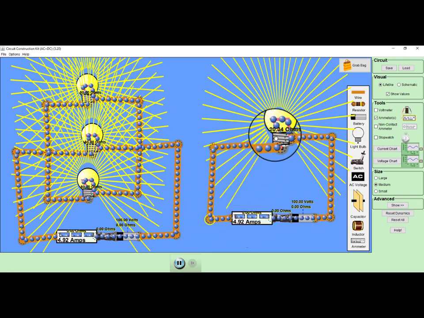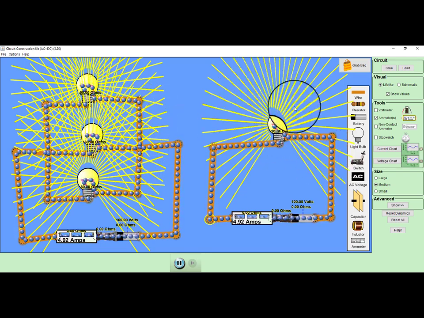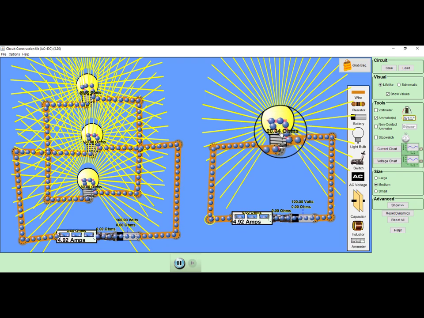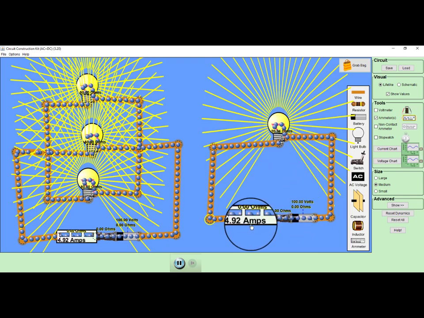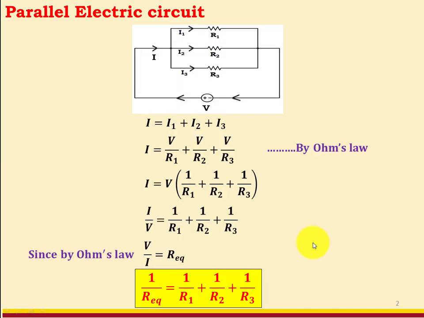So equivalent resistance is basically a single resistance by which we can replace the original number of resistors, and if you connect that to the same voltage source, we will get the same current. Now let us switch back to our presentation. I hope you have understood the practical meaning of equivalent resistance with the help of the PhET simulation tool. This is one of the properties of a parallel electric circuit, that the reciprocal of equivalent resistance is equal to the sum of reciprocals of individual resistances. We have studied in detail various properties of parallel circuits in the earlier video.